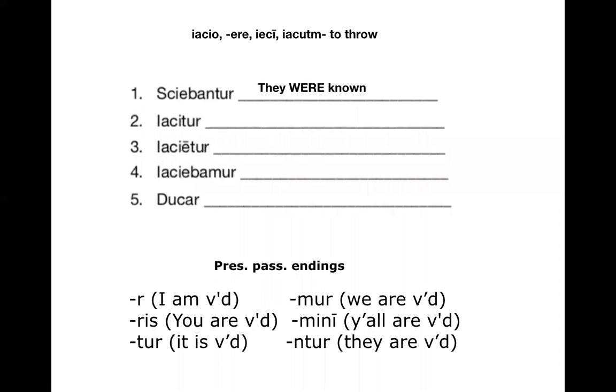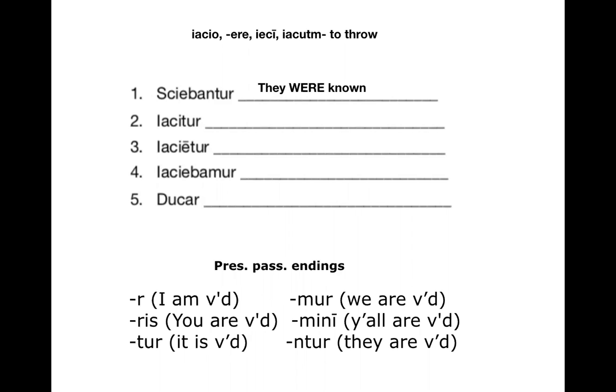Okay, real quick, let's check this. Y'all did good on this quiz, pretty much for the most part. So sciebantur was third plural imperfect tense passive. So they, because third plural, the nt, were because the ba, and then known. Some people I see are still kind of wanting to use an ing ending or something, but that would be the way that you make it active. They were knowing is active, where they were known is passive.